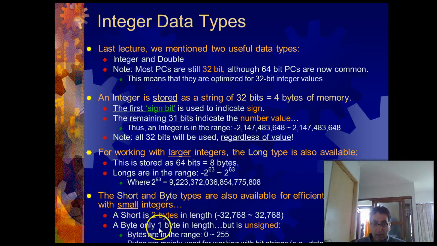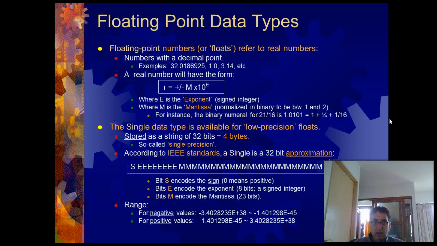And then a byte is only 1 byte, and it's unsigned. So this one is signed, it could be negative, could be positive, but a byte is only 1 byte, and it goes from 0 to 255. I don't know if you can read this, but it says these bytes are mainly used for working with bit strings and for data transfer. So you don't usually work with bytes. Okay, next we have floating point data types. So I'll come back to that next.